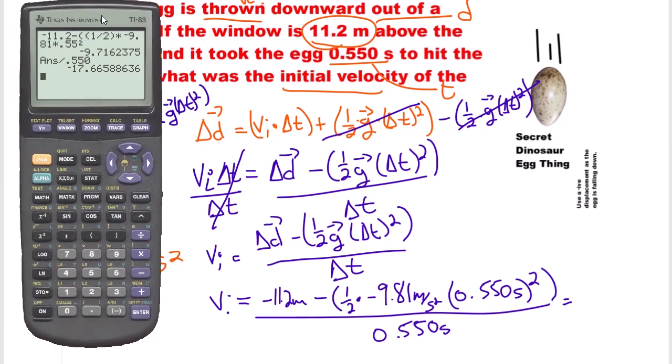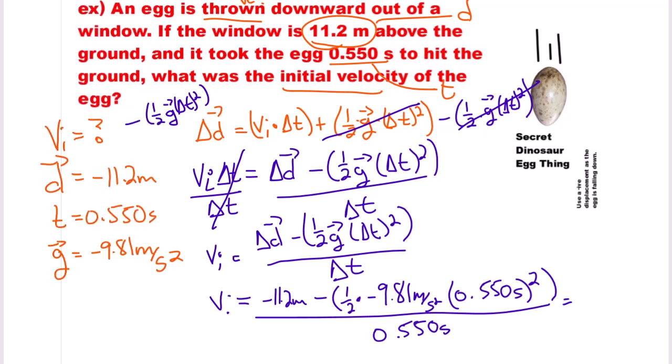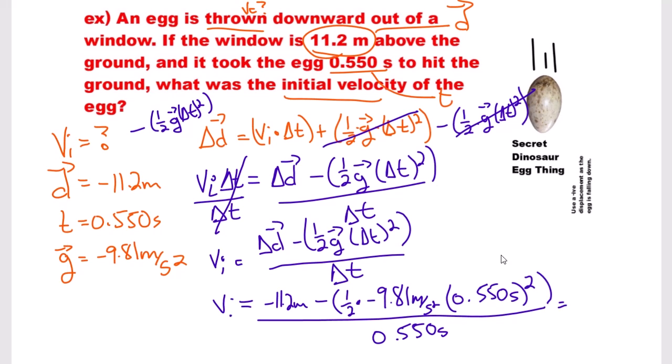I get 3 sig digs, so it'll be negative 17 point, we have to round to this place, there's a 6 next to it, so it'll round up to negative 17.7. And we have to keep the negative because that's telling us that the direction here is down, that it's being thrown towards the ground. Negative stands for down. So my VI then is negative 17.7 meters per second. That's my initial velocity.